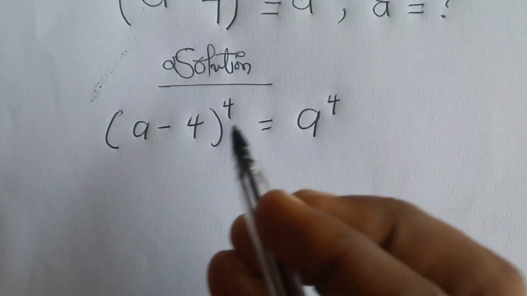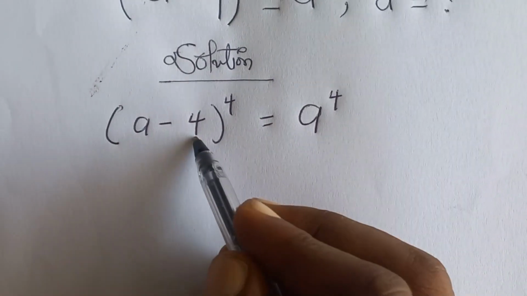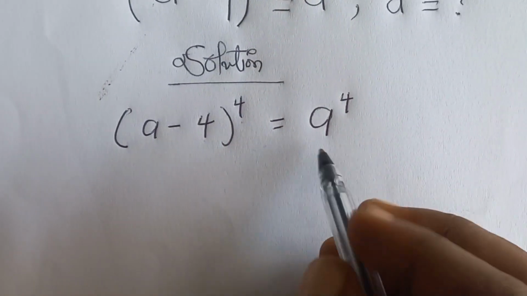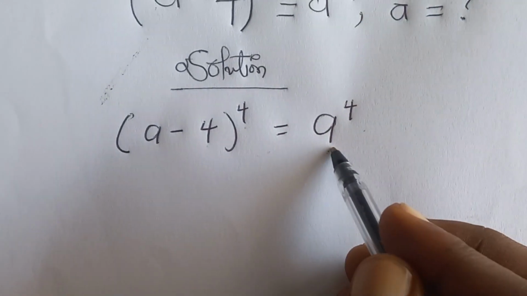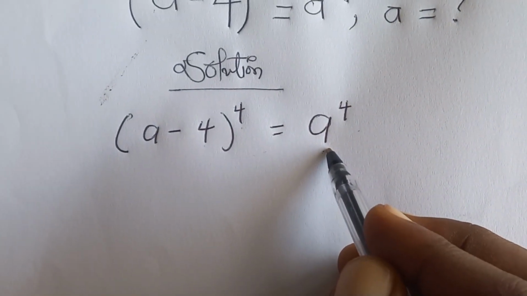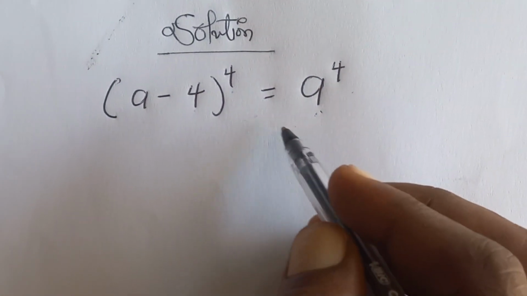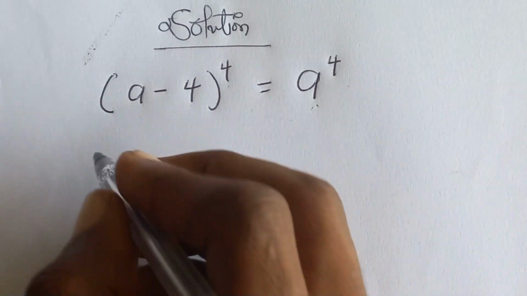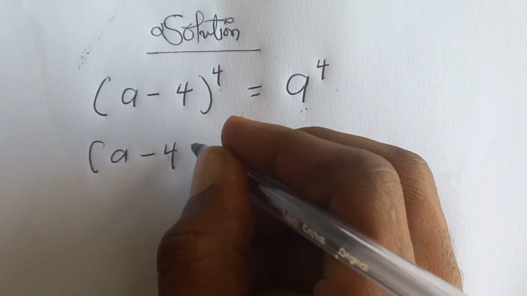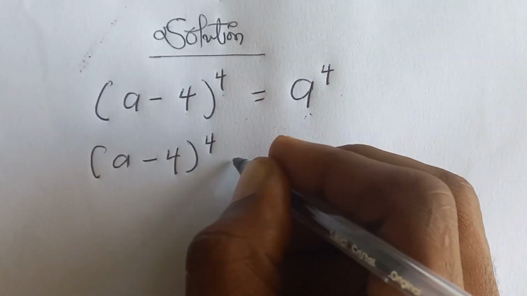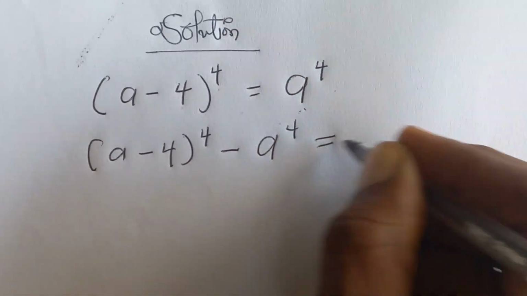So today, this is our problem. We are having (a minus 4) exponent 4 is equal to a exponent 4. In this case, we are looking for the value of a. Okay. So let's move straight away from here. We can say that (a minus 4) exponent 4 minus a exponent 4 is equal to 0.